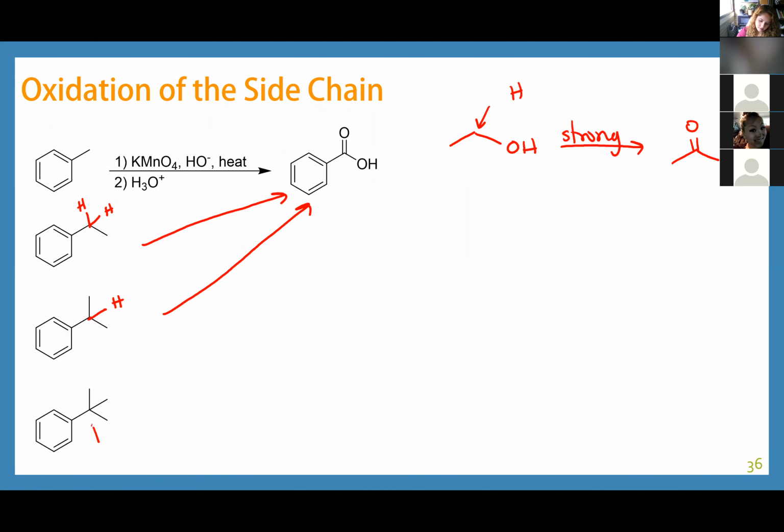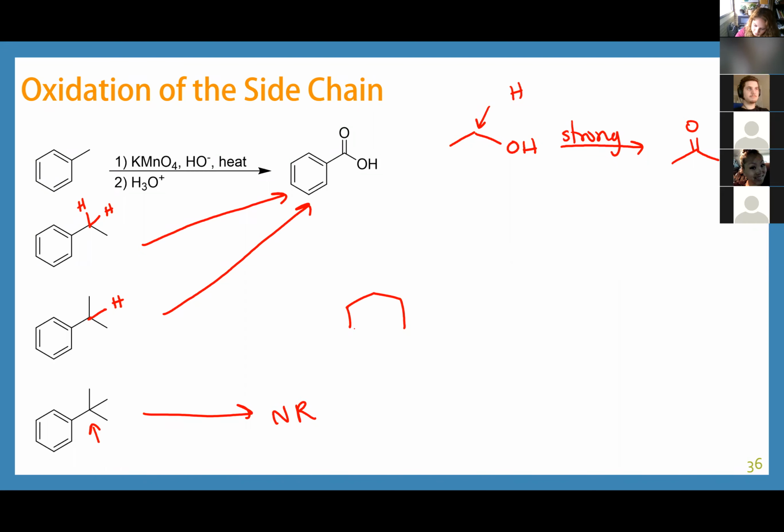Now this compound does not have a hydrogen present. Is this going to react in an oxidation reaction? No. Right, so no reaction. So as long as there is a hydrogen present, you will get benzoic acid.